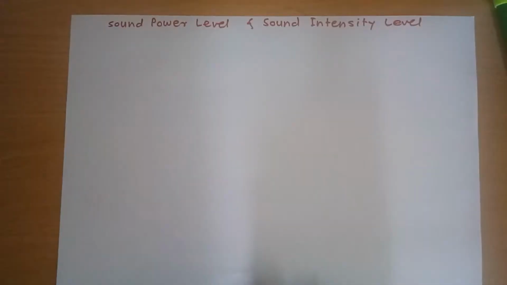In the last video, we discussed the decibel scale, sound power level, sound intensity level, that is SIL, and sound pressure level, that is SPL. In this video, we are going to discuss the relation between sound power level and sound intensity level. Also, we are going to discuss the relation between sound pressure level and sound intensity level.